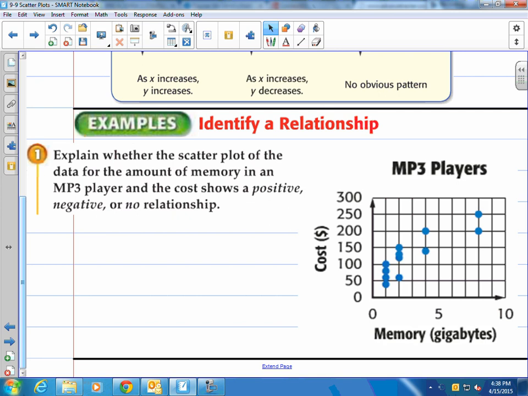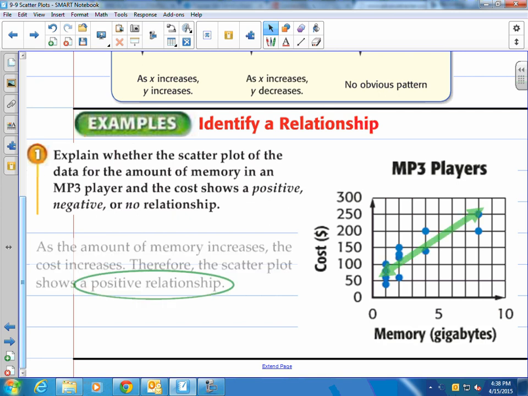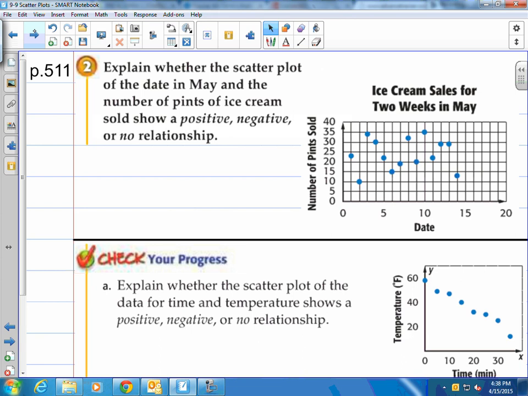So let's take a look at this graph here. It looks like on the bottom they have memory, how much memory you get with a particular, we'll call it an iPod, and then the cost of that iPod. Well, you can see that if you just look at it and eyeball it, it goes up, meaning the more memory you get, it looks like it's going to be more expensive. So that's what they state here. As the amount of memory increases, the cost increases. Therefore, the scatter plot shows a positive relationship. This is going from left to right, so we call that a positive relationship. All right, how about two?